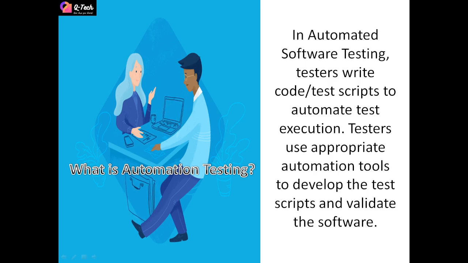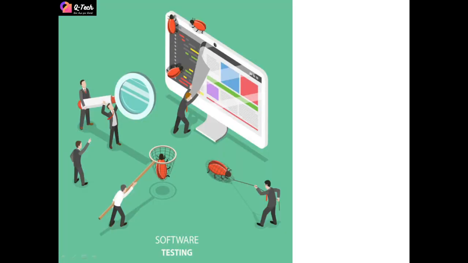So let's start. Our main topic is the differences between manual and automation testing. The first difference between manual and automation testing is processing time. So what is processing time? Generally, it means how long we take to complete a task, in how many minutes or hours.